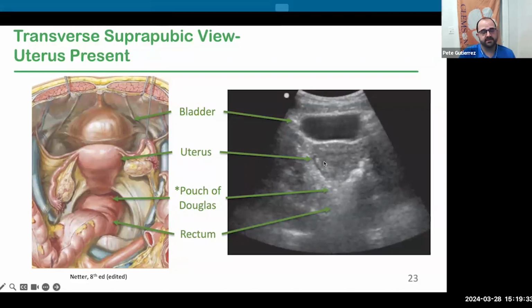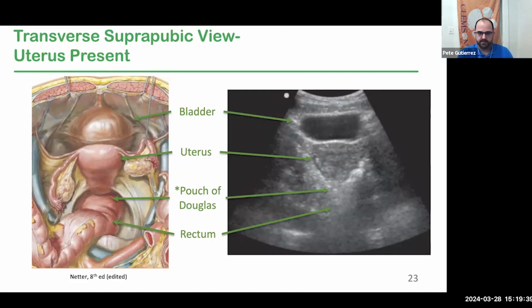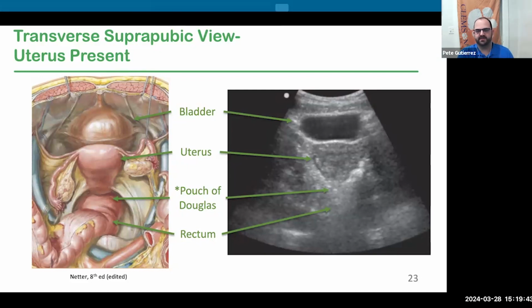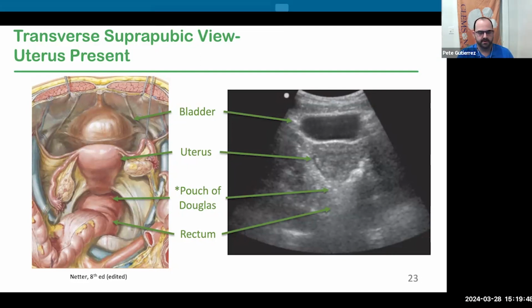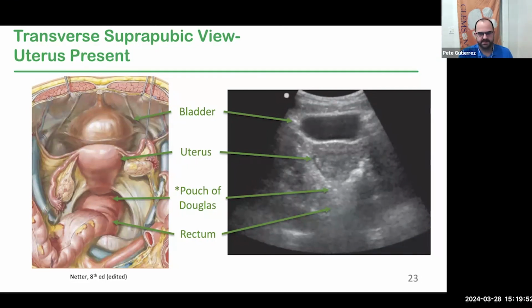If you get enough fluid, sometimes you can see fluid anteriorly to the fundus of the uterus, but you'll never see fluid going between the bladder and the uterus because they're both covered with the same peritoneal coverings.